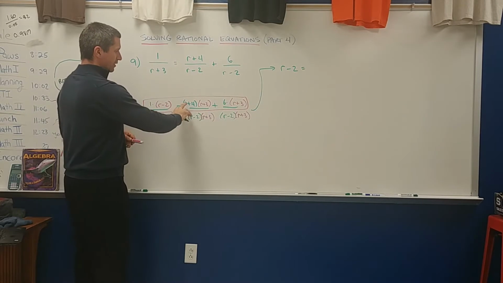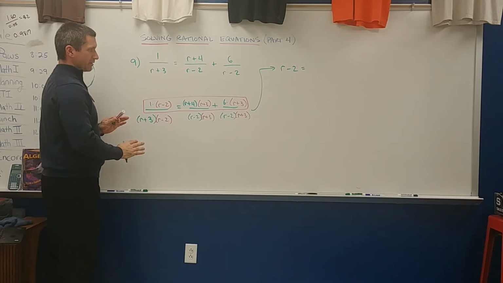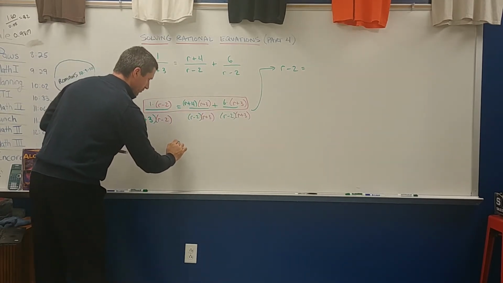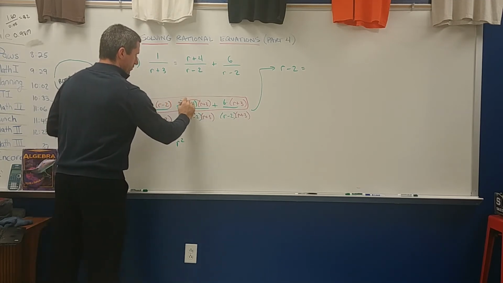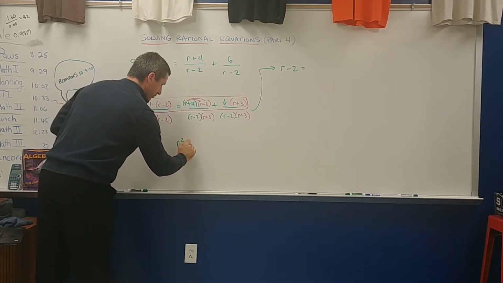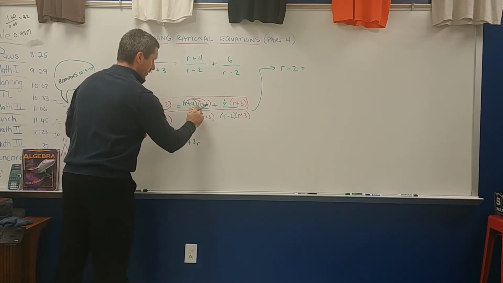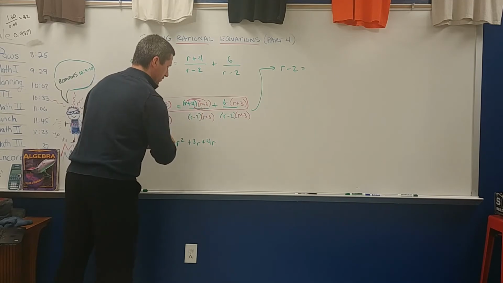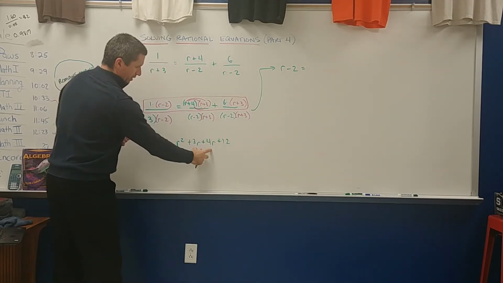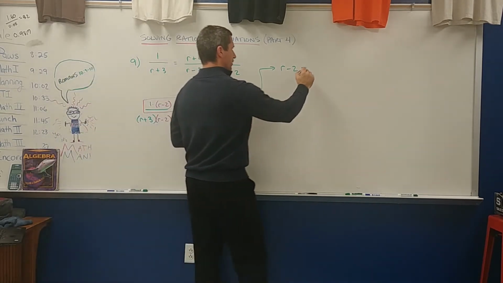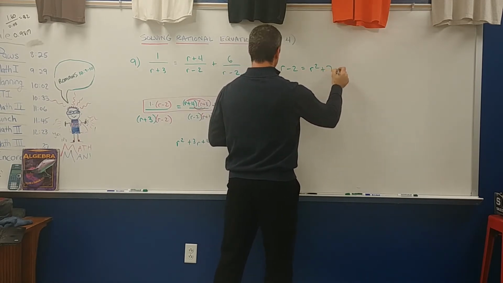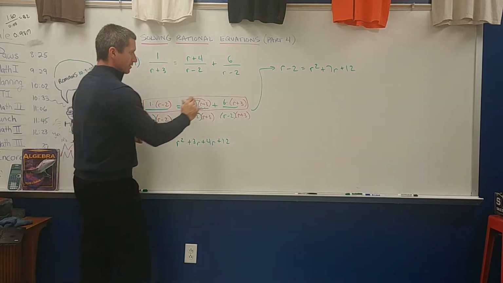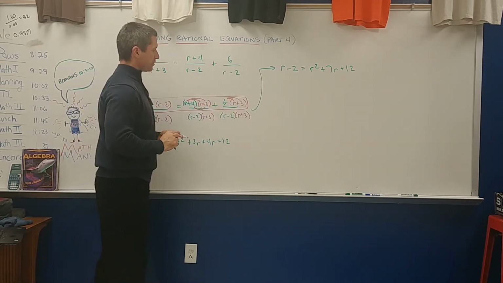Here, you can do this on the side. That's what I'd recommend. Try not to mix it into your work. R plus 4, let's see, so we got r squared. We got a 3r and a 4r, plus 4r, and we got a plus 12. Okay, so combine like terms, r squared plus 7r plus 12. Over here we distribute 6, so we've got 6r plus 18.